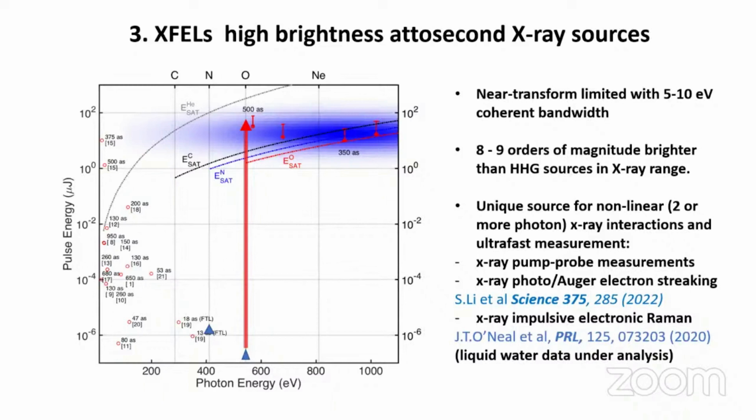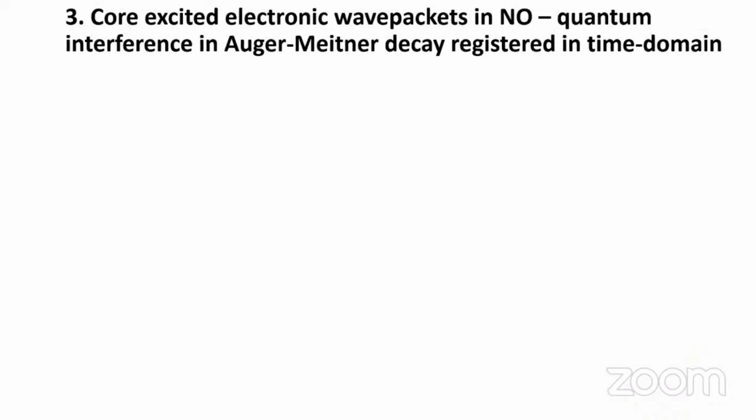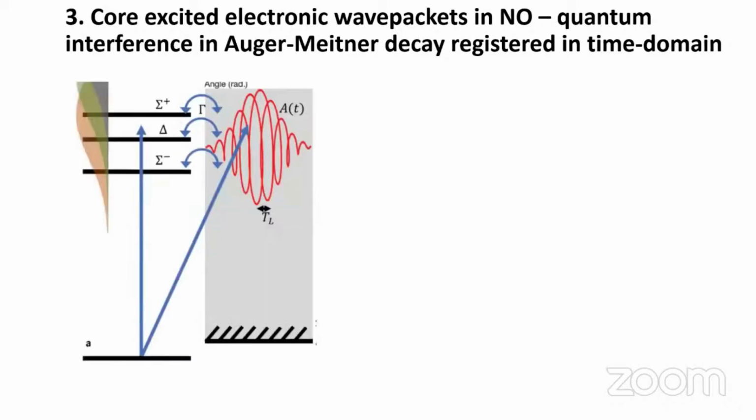And I'm going to tell you very briefly 2 demonstrations of this high brightness and high temporal resolution. The first of these was the first demonstration of the observation of a core-excited electronic wave packet in the NO molecule, basically by looking at the quantum interference in the Auger-Meitner decay registered in the time domain through streaking. So I won't tell you the details of this. So essentially what happens is you create, with this broad bandwidth pulse, a coherent superposition of 2 or maybe more core-excited electronic states in the molecule.